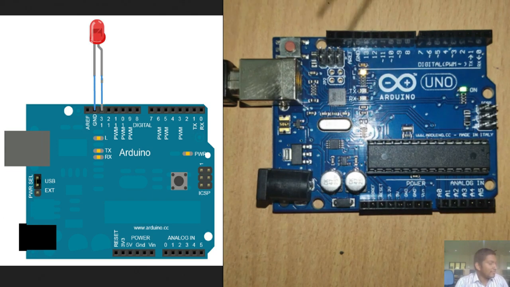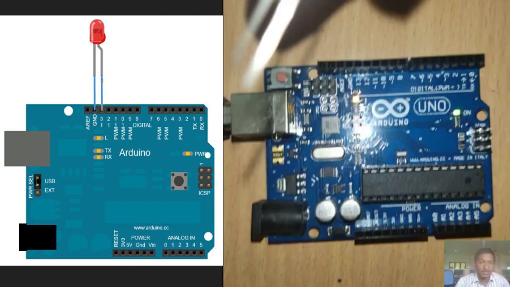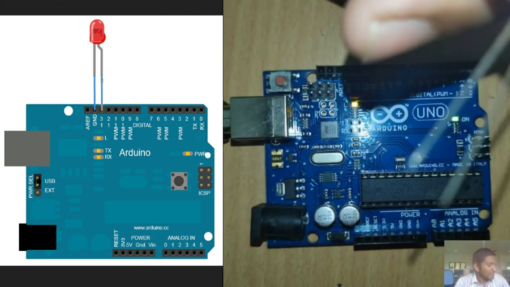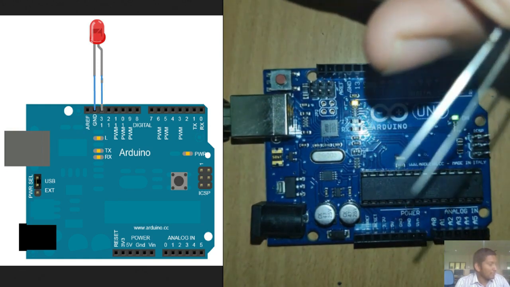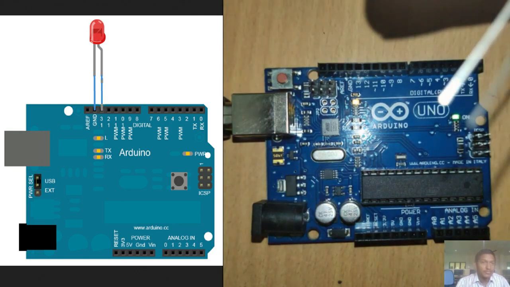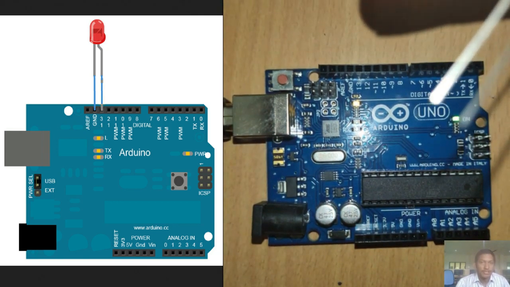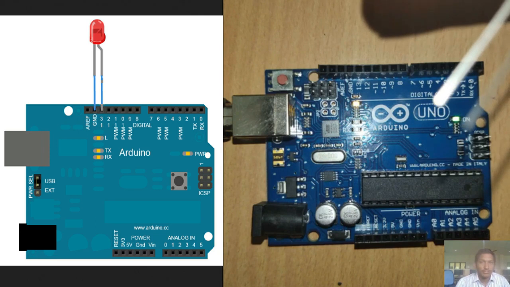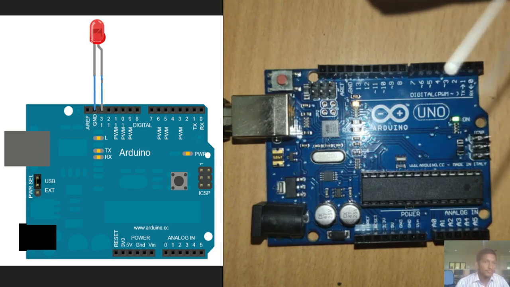This LED will be having two legs, the first one, I mean the longer one and the shorter one. Coming to these things, the longer one is called anode and it should be connected to the 13th pin, and the shorter one is called cathode and it should be connected to the ground.